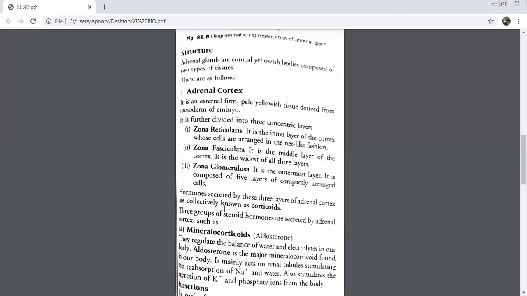These groups of steroid hormones are secreted by the adrenal cortex. Let us see which corticoids are produced. Everybody knows what is a corticoid? Before I tell you about the hormones, I'm revising very quickly with you. We are talking about the adrenal gland. In the adrenal gland, we have basically how many kinds of tissues? Two types of tissues.